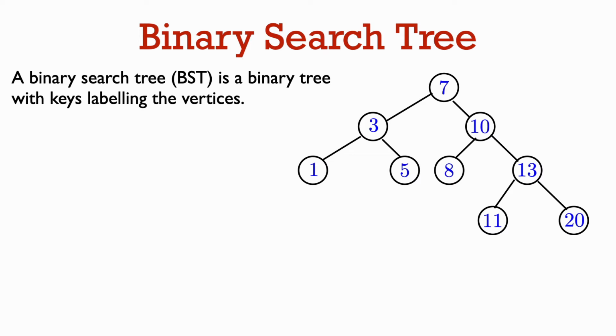Like set and map, the keys must have an ordering. We have a function which tells us when one key is less than another one. This ordering will determine the placement of the keys in the tree.